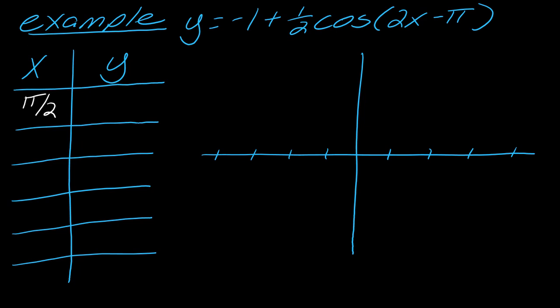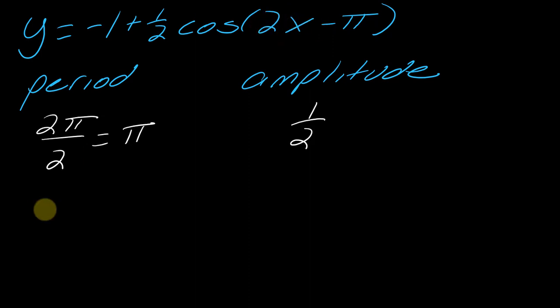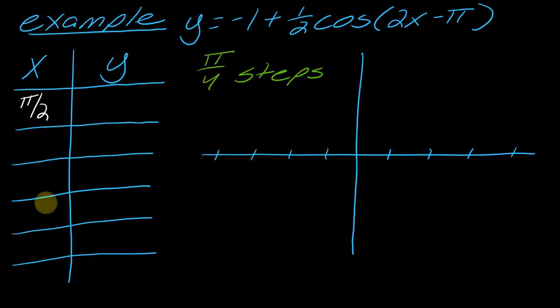And now we need to figure out our period and our amplitude. My period in this case, if I'm looking at this, is 2 pi divided by 2. My b is equal to 2. So my period is pi, and my amplitude is 1/2. There's this 1/2 right in front here. Okay, so now what kind of steps do I need to take? If I take pi divided by 4, I need to take pi over 4 steps. So with this table now, I start at pi over 2, and I add pi over 4 steps. I think I said pi over 2, sorry.